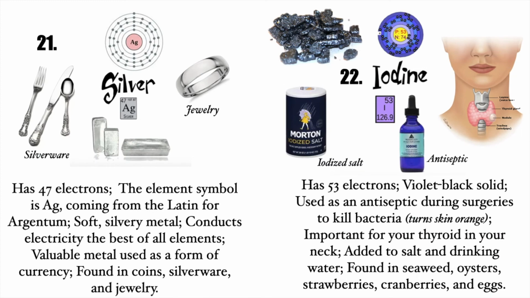Now we have iodine. Iodine is a violet or a purplish black metal or solid. It is used as an antiseptic. Placed on wounds in a liquid form, it actually turns the skin an orange color. It's used to kill bacteria during surgeries. It's important to help balance your thyroid. If someone has a thyroid issue, which is in the neck, the thyroid will swell up, and so it's important to have the right amount of iodine. It's found in, or can be added to salt, iodized salt, and can be added to drinking water. It's found in seaweed, oysters, strawberries, cranberries, and eggs.